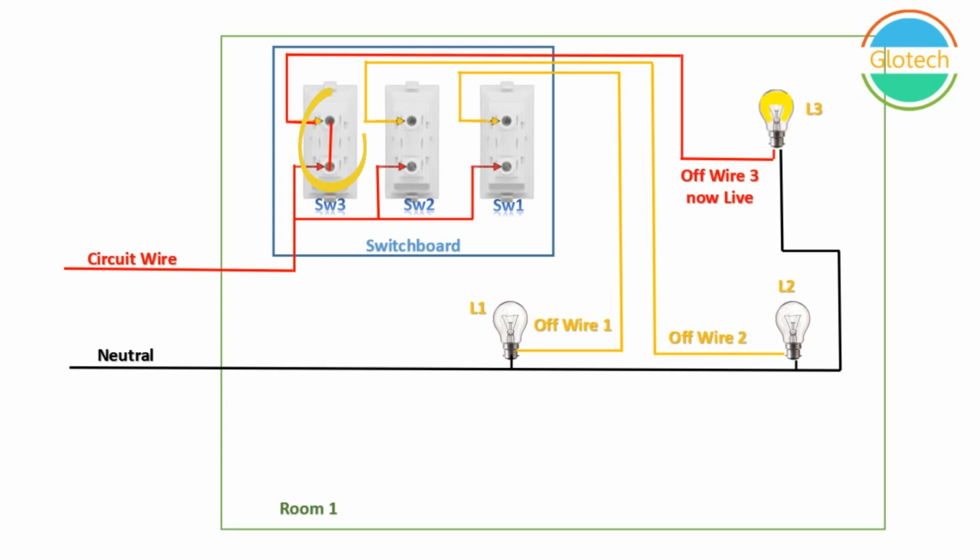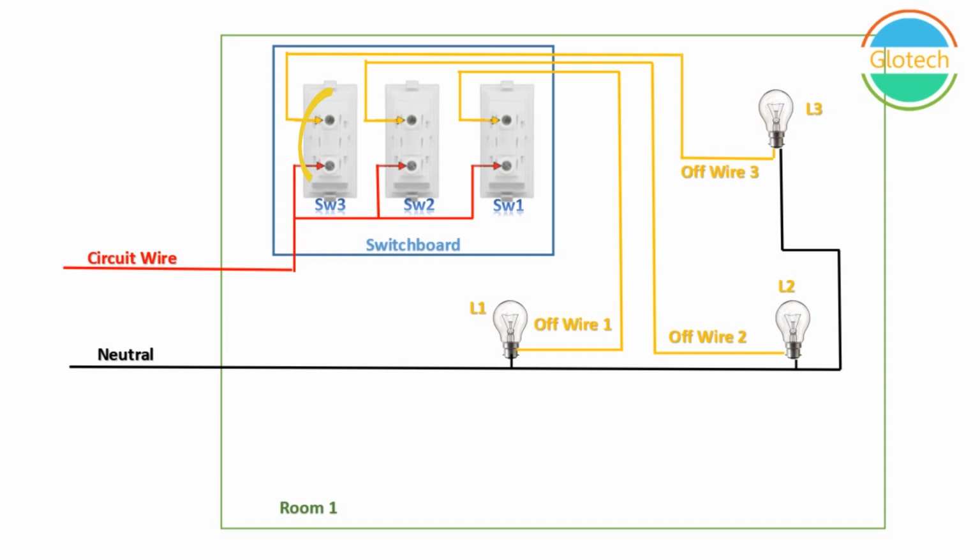When one of the switches turns on, that particular off wire gets connection with the circuit wire and it gets phase. So now phase reaches the load, and with neutral always available, the light turns on. When we put the switch off, the off wire again gets disconnected from the circuit wire and becomes dead. Thus the lamp connected goes off.